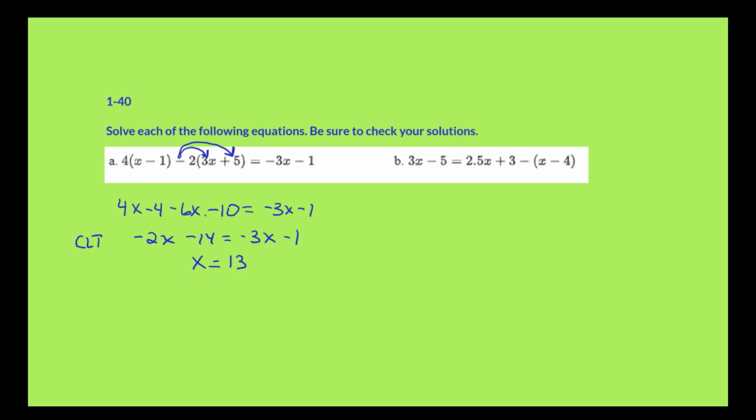Now, the next thing it says, though, is to make sure we check our work. So I'm going to plug in, and it always drives me crazy when something says check work and people don't check their work, because you can often find lots of mistakes that way.